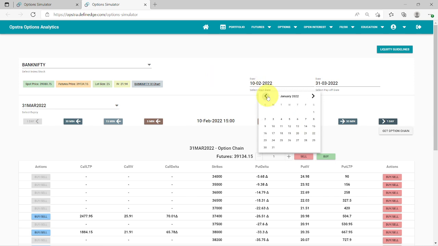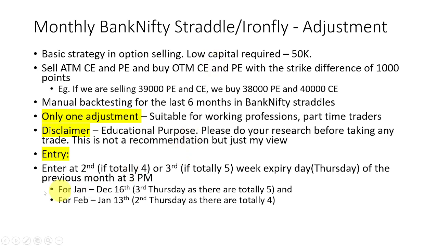Say if you want to do January, we'll be entering in the month of December, and December has 5 expiry days, which are the 2nd, 9th, 16th, 23rd and 30th. In this case, we'll be entering on the third week Thursday, which is the 16th, at 3 p.m. So that is our entry. That is what I have given here. For January, we'll be entering on December 16th, and for February, the second Thursday, as there will be only 4 Thursdays.